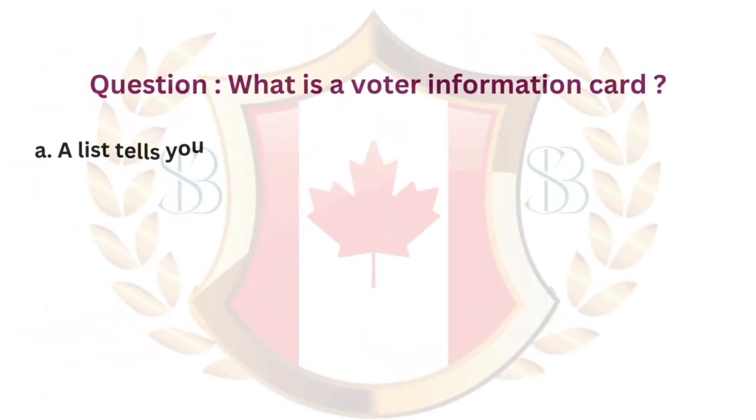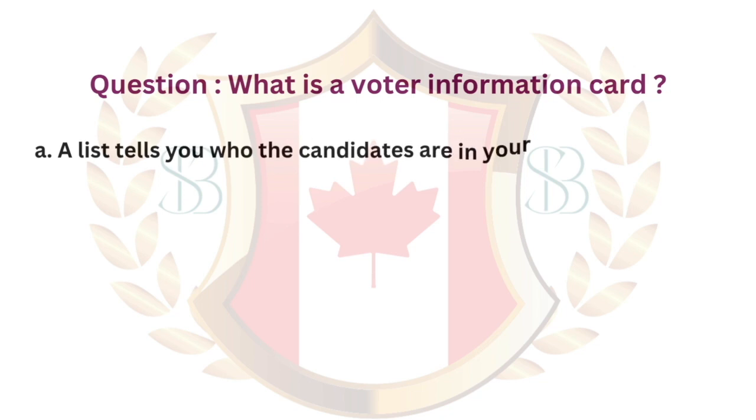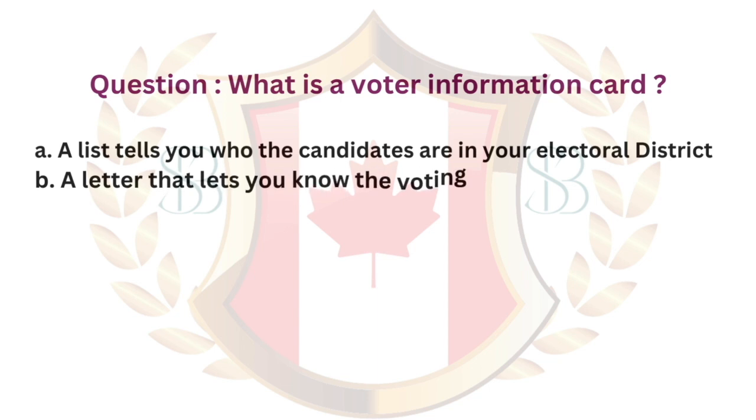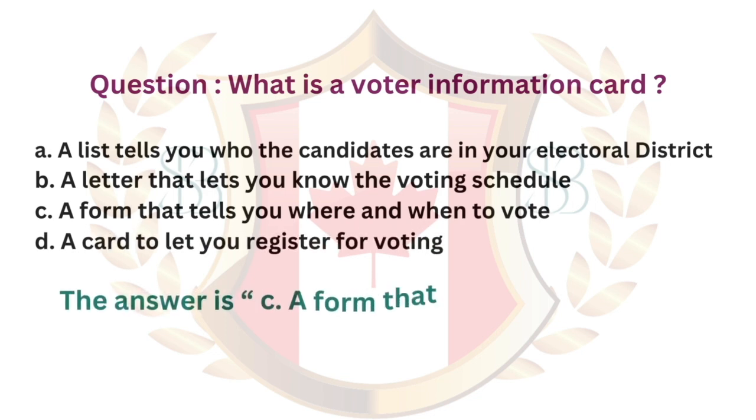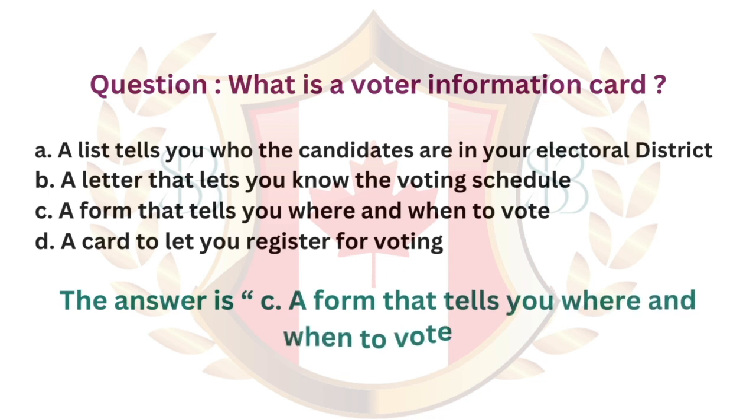Question. What is a voter information card? A. A list tells you who the candidates are in your electoral district. B. A letter that lets you know the voting schedule. C. A form that tells you where and when to vote. D. A card to let you register for voting. The answer is C. A form that tells you where and when to vote.